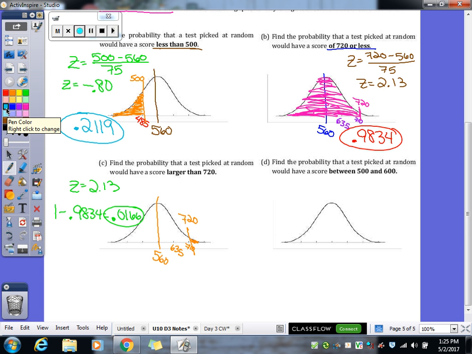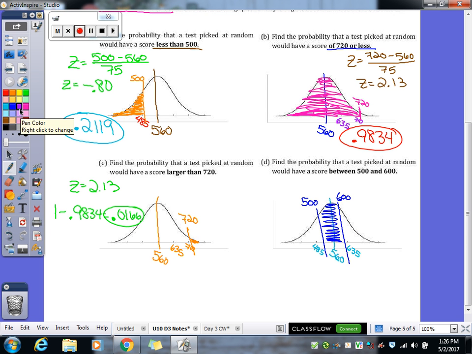All right, so then our last one, find the probability that a test picked at random would have a score between 500 and 600. So again, there's my mean, 560. One standard deviation below was 485. One above was 635. We've already figured out those numbers. So 500 is going to fall in between those two, 485 and 560. 600 is going to fall between 560 and 635. So we're looking for the score in between them. What's that probability in between those two numbers?